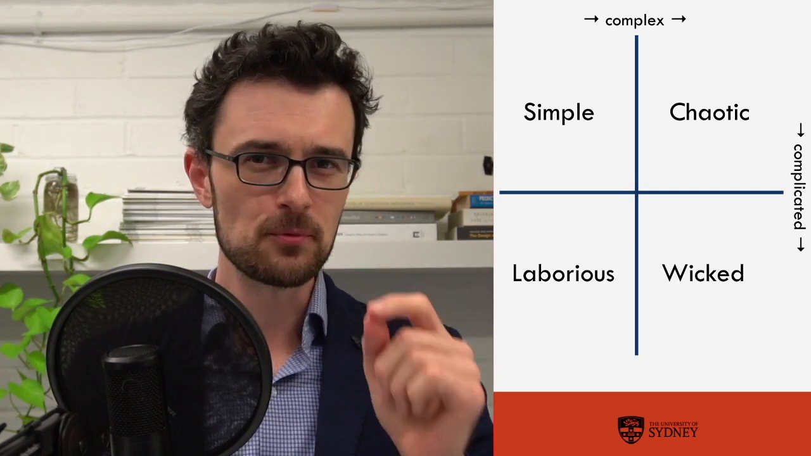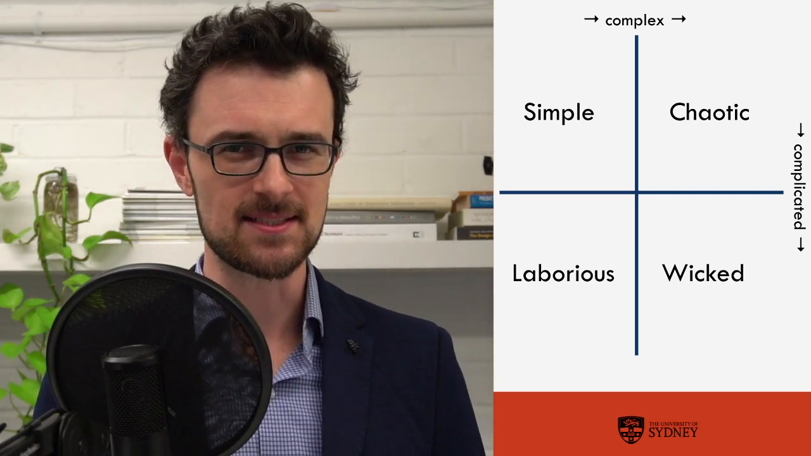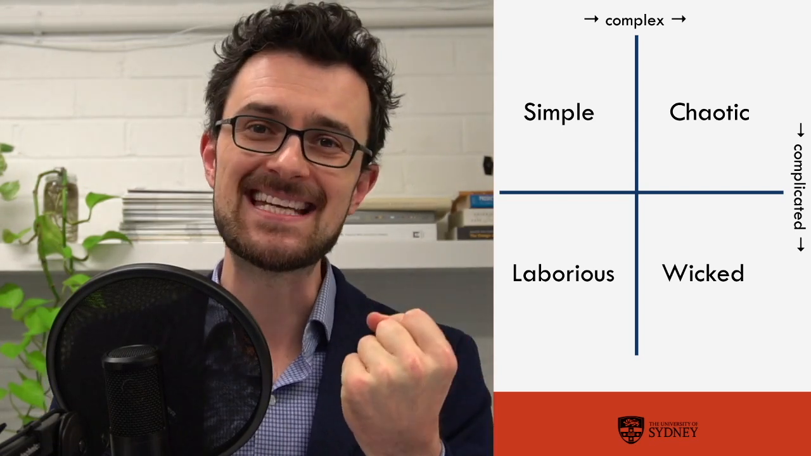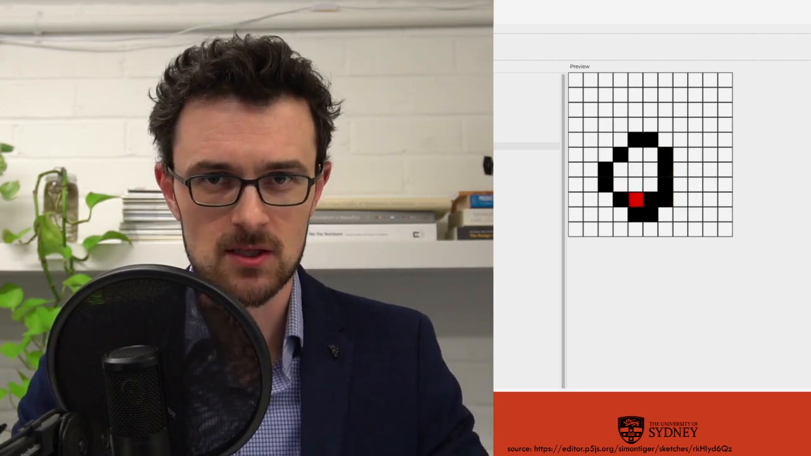Now the top right is where things start to get interesting. What is something that is not complicated, but is complex? This is a simple system called Langton's ant. This is actually pulled from a P5 sketch. You can follow the link down the bottom to see it yourself.